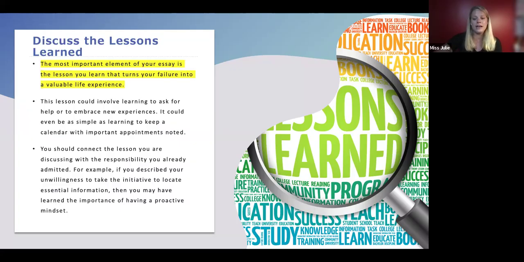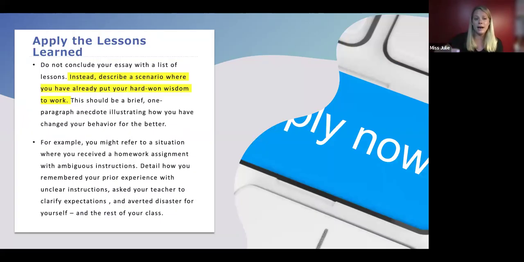So again, the majority of the essay should be about how you overcame that obstacle, what you learned, reflection, right? And how you're using that in your life today. So instead of describing a scenario where you've already put your hard-won wisdom to work, instead think of a story illustrating how you have changed your behavior for the better.